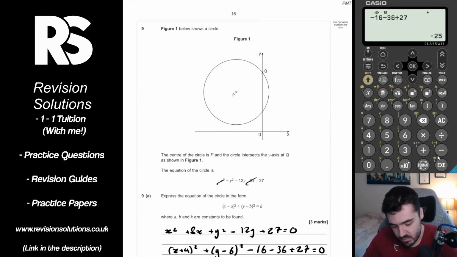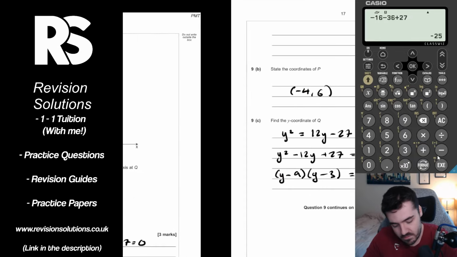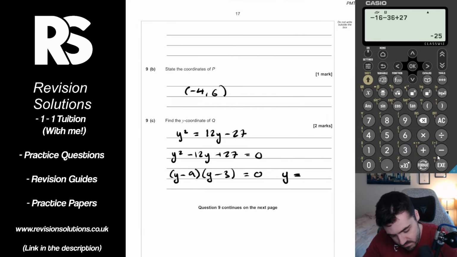Point Q is the higher point of the two intersection points, so we want the bigger value. So y equals 9 for Q.